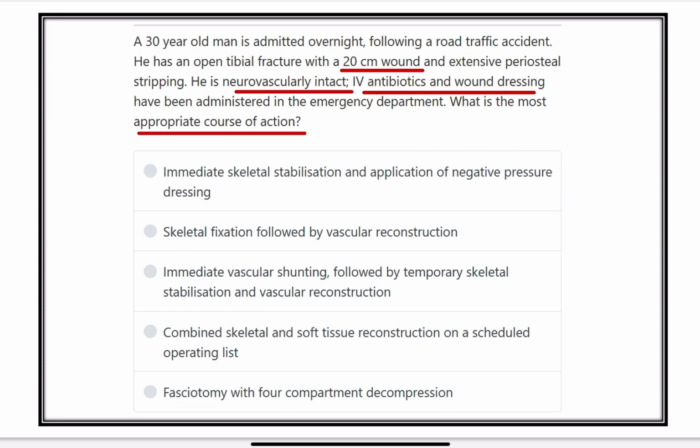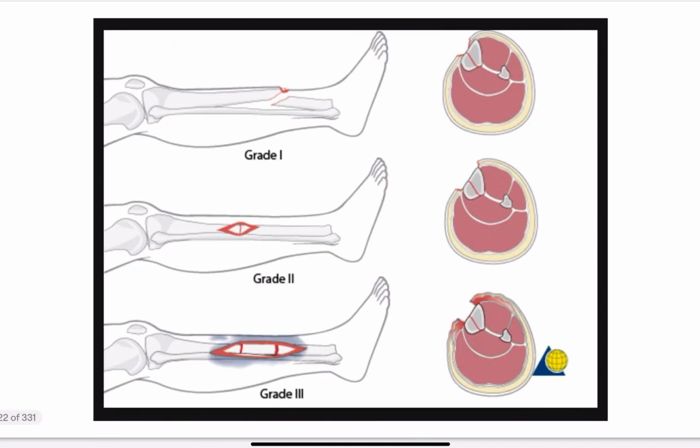First of all, here we can see this is neurovascularly intact. That means there is no neurovascular compromise. So in this condition where there is no vascular problem, vascular reconstruction or vascular shunting will not be an option. So first of all, let's see the Gustilo-Anderson classification, which is type 1, type 2 and type 3, or grade 1, grade 2 and grade 3.